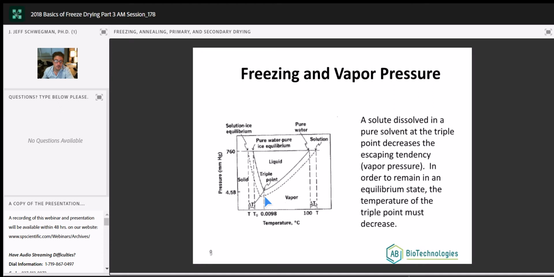Well, since there's only one temperature and pressure, again, the triple point, the temperature has to shift as well. Okay, so we go from T0 to T. So we've shifted the temperature of the triple point.